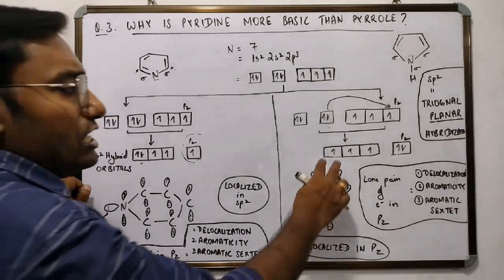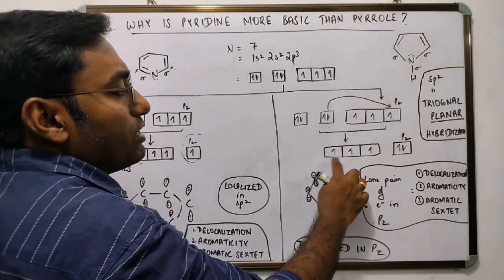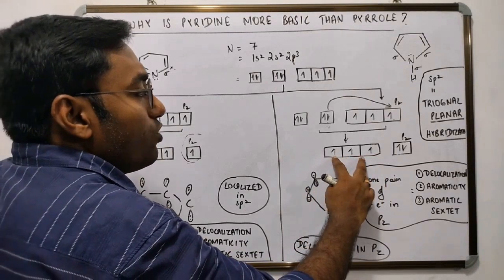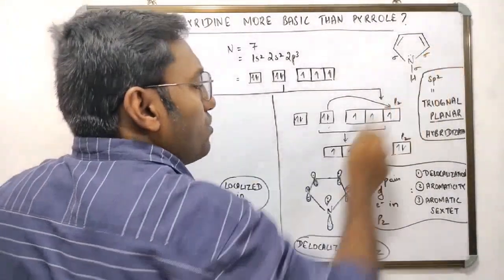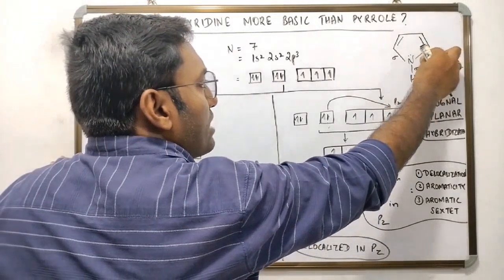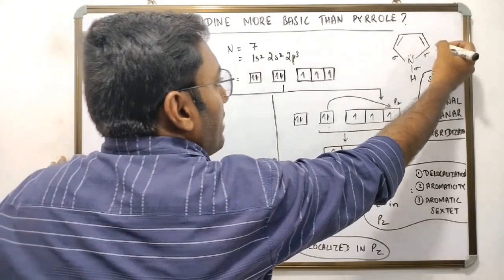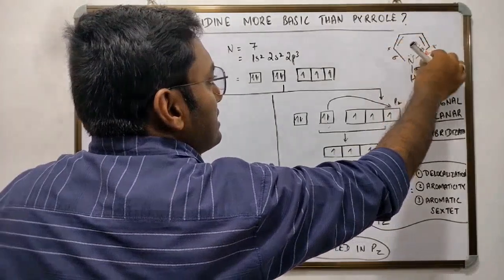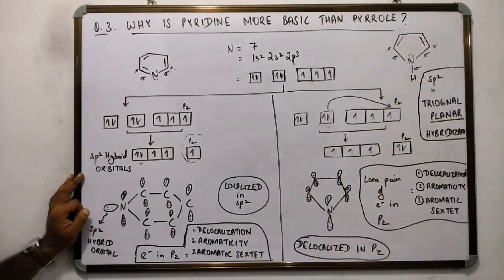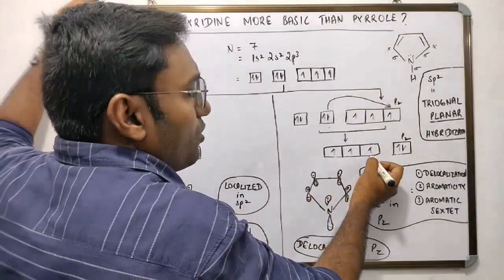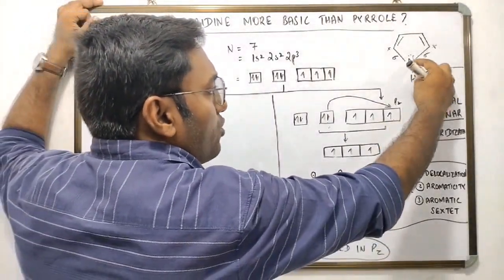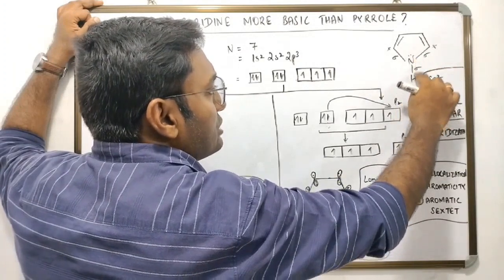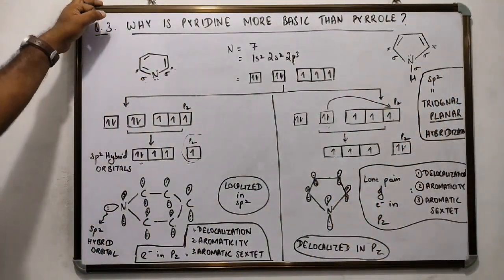Each of the sp2 hybrid orbitals now consists of one electron, and two of them go for a head-on overlap with the sp2 hybrid orbitals of carbon on either side to form the N-C sigma covalent bonds. One of the sp2 hybrid orbitals goes for a head-on overlap with the s orbital of hydrogen to form the N-H sigma covalent bond.